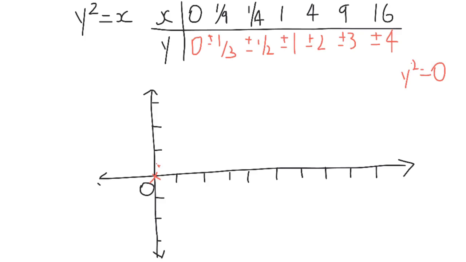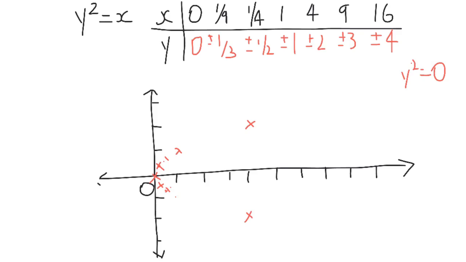Now if I go to x equals 1 over 9, a really small value, I go to about there, 1 over 3. But I also go to negative 1 over 3 as well. And when I go to a quarter, I go up to a half, or down to negative a half. Starting to see why we end up with that parabola, that sideways parabola shape, right? Plus or minus 1 for x equals 1. I go across to x equals 4, and I end up with plus or minus 2.